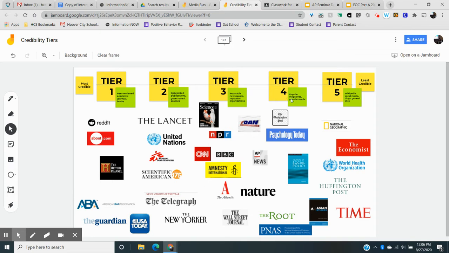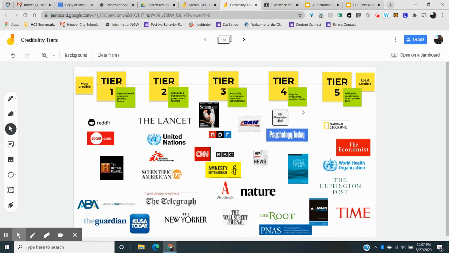Then we have tier 4. So things like popular magazines, popular media, things that people read just on a kind of a daily basis. You might see it in like the doctor's office or the dentist office. You can think about those sort of things that maybe it doesn't necessarily mean that they're not researched.